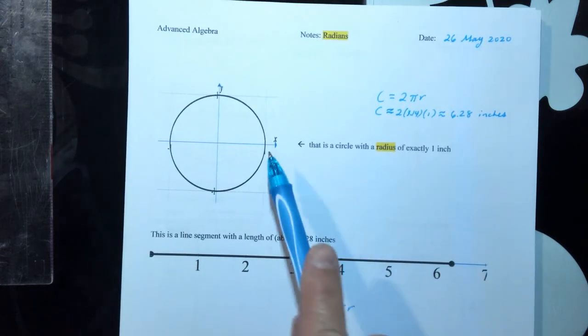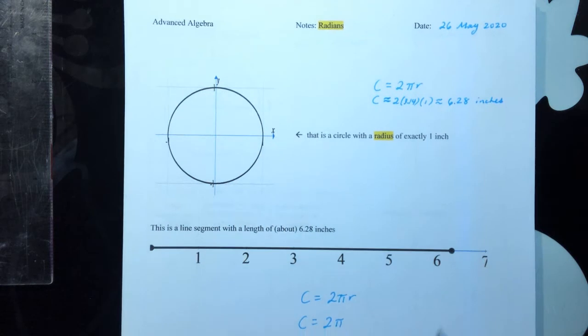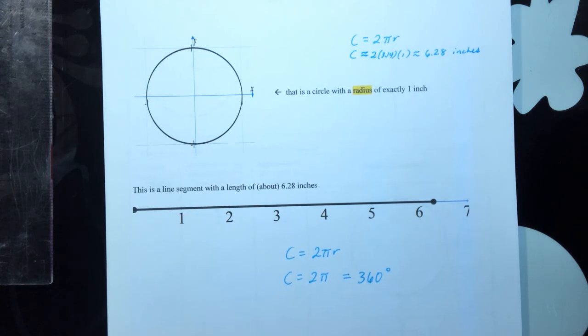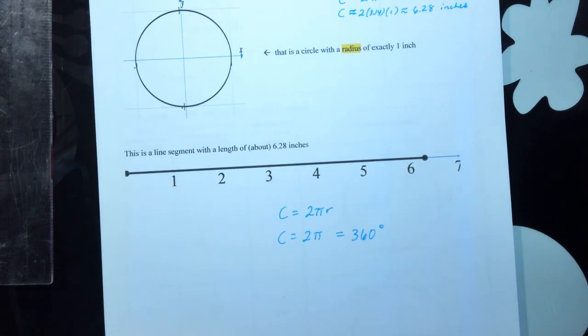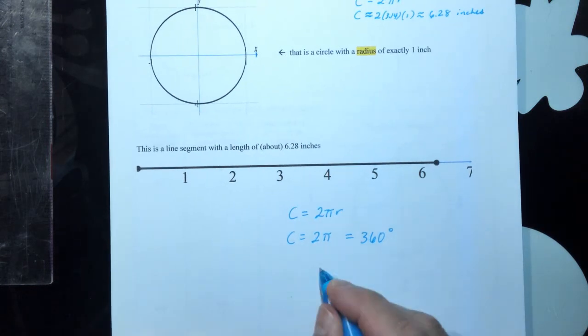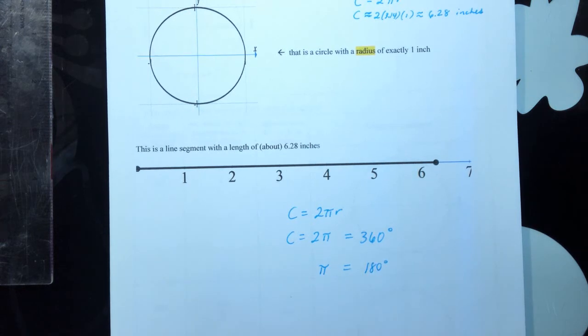If I asked you what is the distance around this circle in degrees, you would say 360 degrees. Yeah? So 2 pi is equal to 360 degrees. Should make sense. Yeah? And if I cut that in half, I get 1 pi. If I cut that in half, I get 180 degrees. That's going to be very important later. Okay?